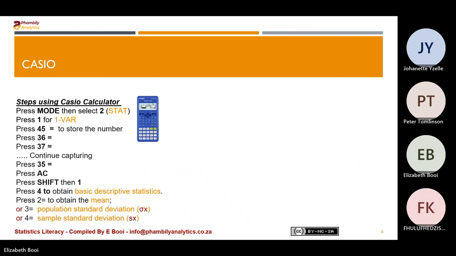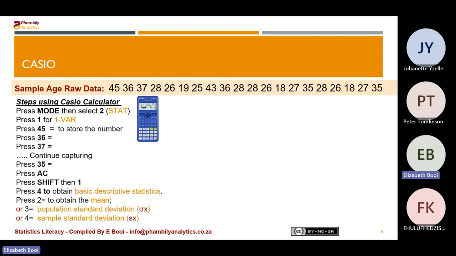When we were doing the measures of central location and the measures of dispersion, we did touch on some of the functions and some of the steps you need to take when you answer the question. We looked at this at a high level, in a rush, because it was part of the session. So today I thought, let's put more effort into it and do something practical. I'm going to show you on both the Casio and the Sharp calculator.